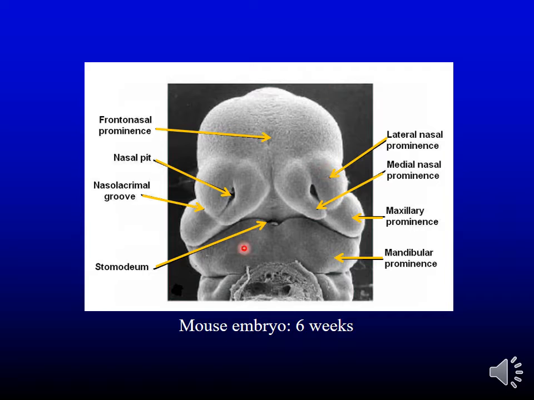This is a scanning electron microscope image of the developing face. This is the frontonasal prominence, and this is the nasal pit on both sides, surrounded by the medial nasal prominence and the lateral nasal prominences. As you can see, these are the nasal prominences. This is the maxillary prominence, and this is the mandible. Here you can see the stomodium of the primitive mouth cavity. It's a mouse embryo about 6 weeks of age.